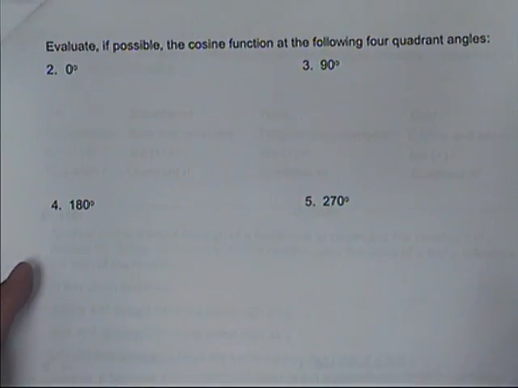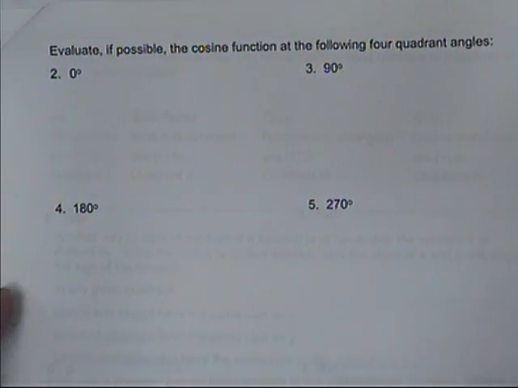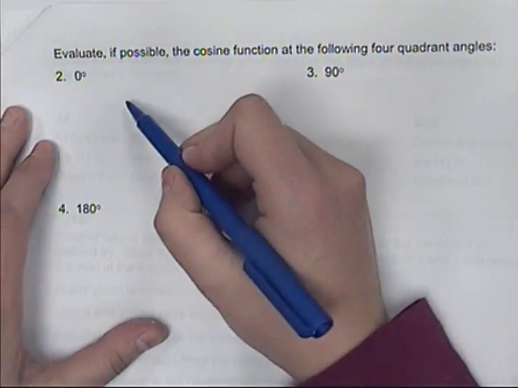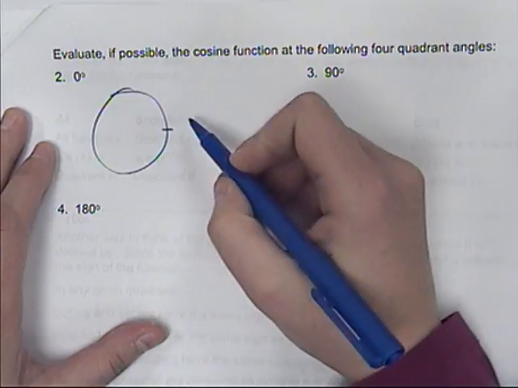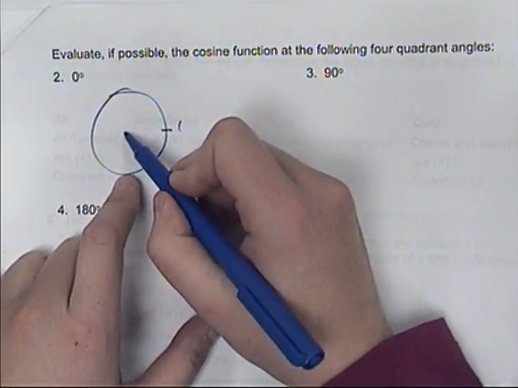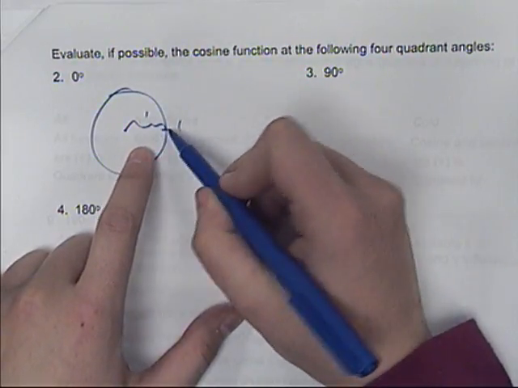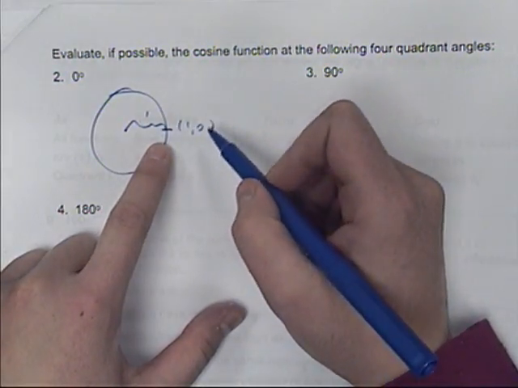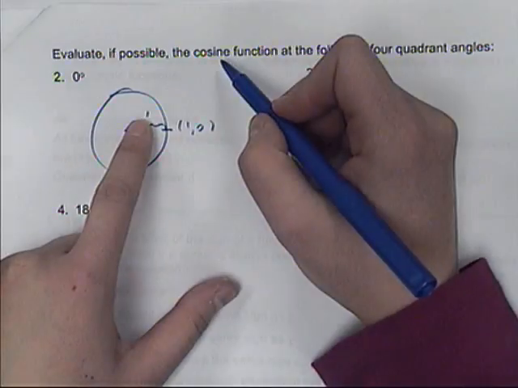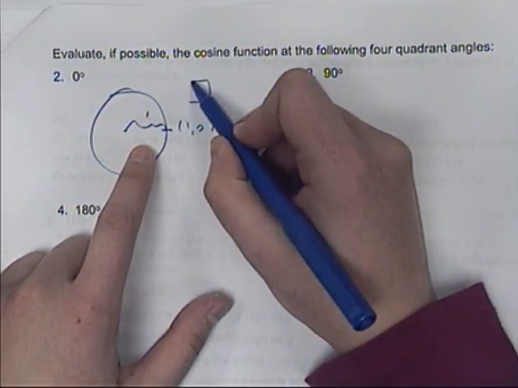Evaluate, if possible, the cosine function at the following 4 quadrant angles. Okay, so we've actually talked a lot about this before. This is 0 degrees, so this point right here on a unit circle, because this is 1 unit to the right, would be (1, 0). So the cosine is simply your x value, so that would be 1.